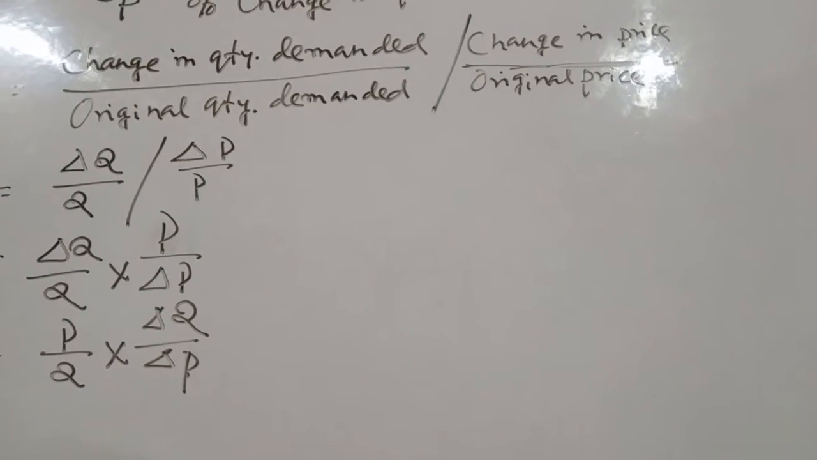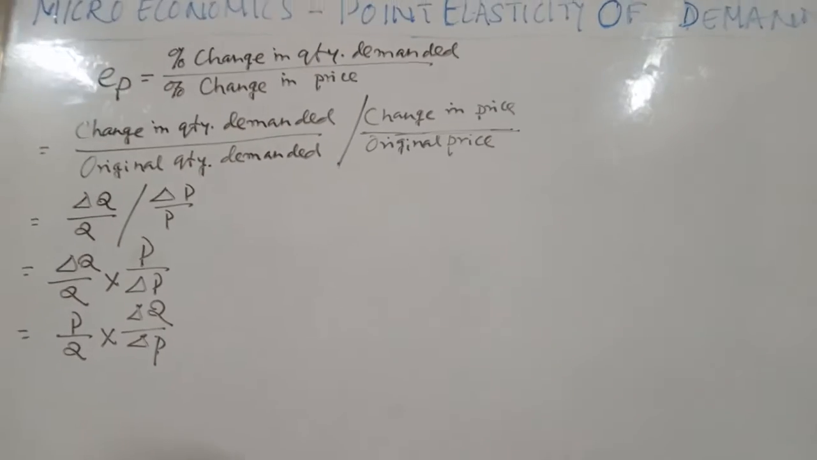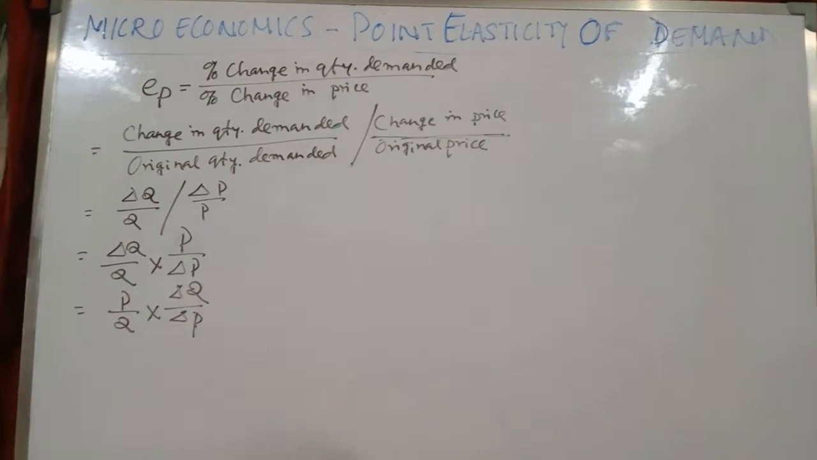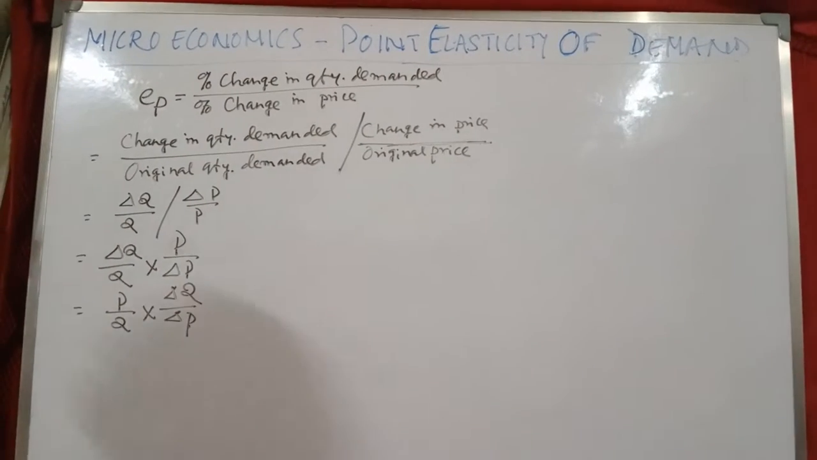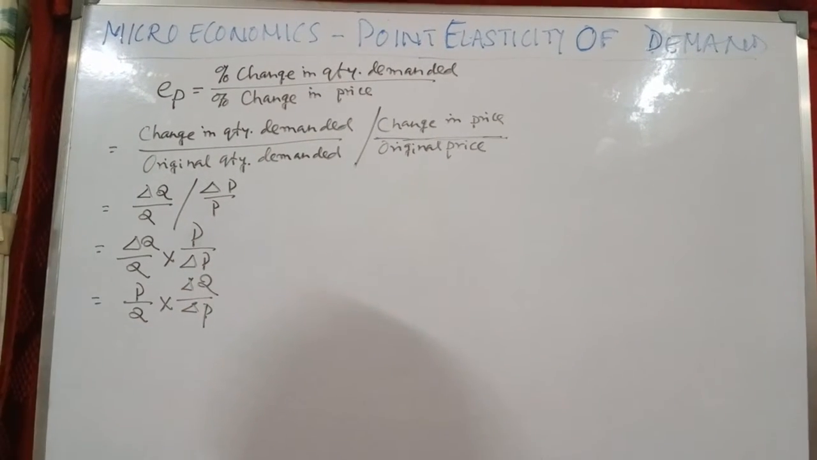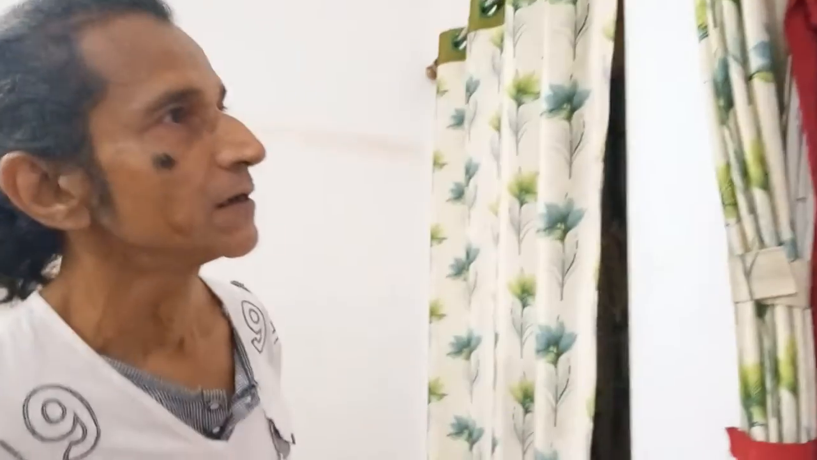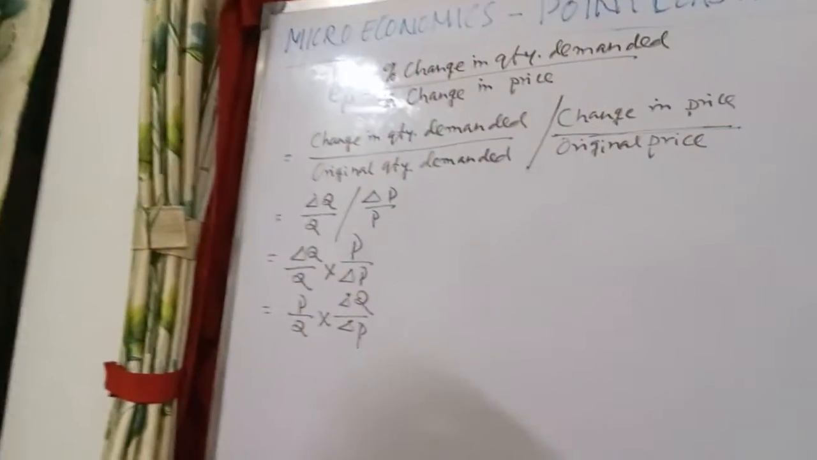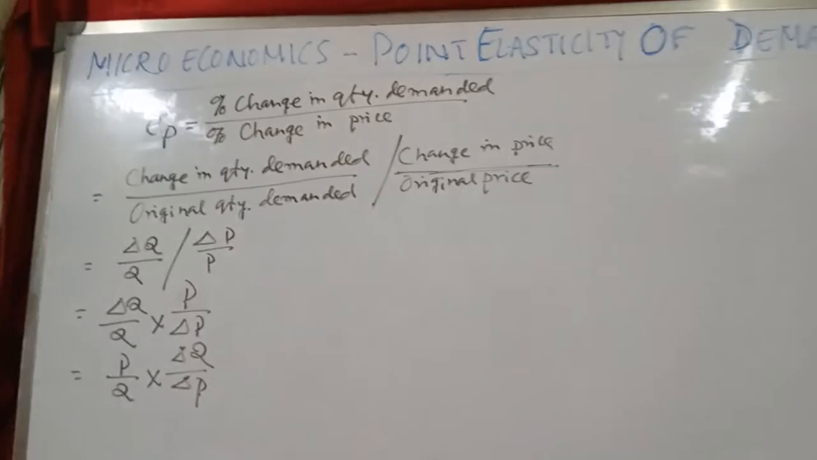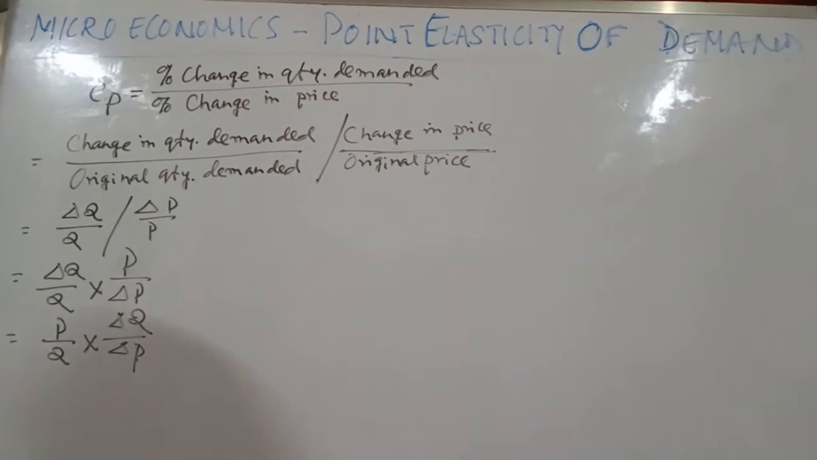Now there are different methods of determining price elasticity of demand: outlay method, point method, average method, etc. In this video we will discuss only the point elasticity of demand, that is how to measure the elasticity on a particular point of the demand curve.